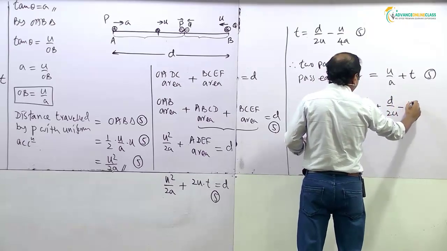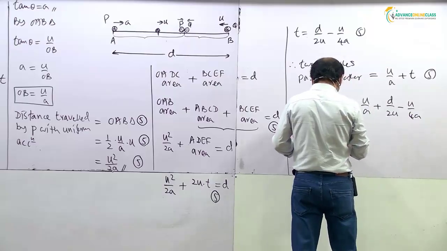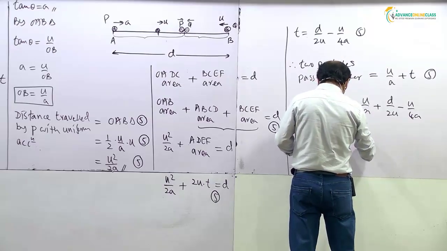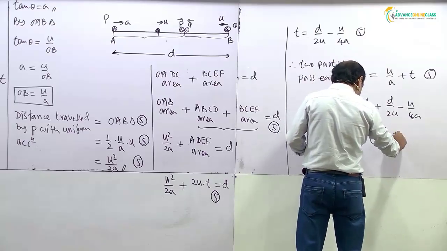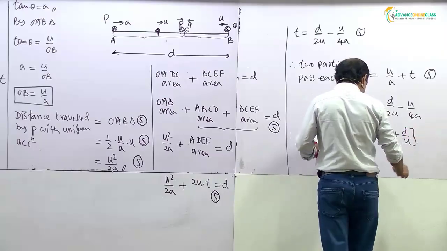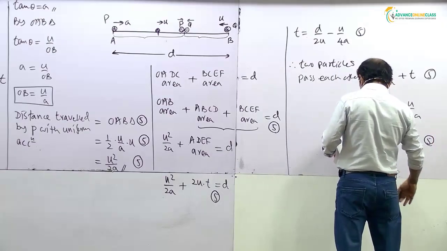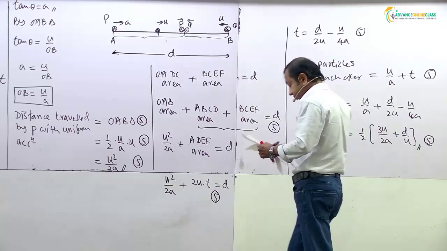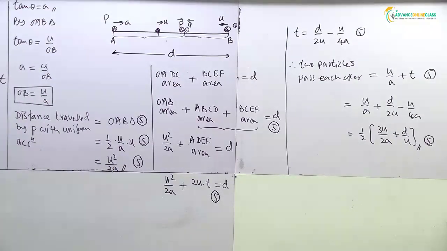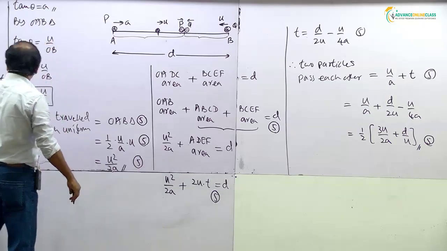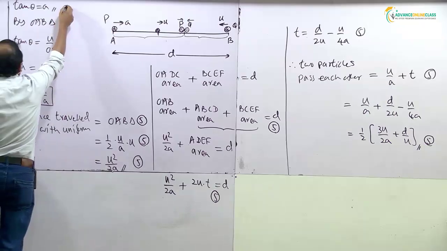D over 2u minus this way. Then simplifying this, you get again the asking answer: half, 3u over 2a plus d upon u. Right. Now, here 5 marks. For this 5 marks. Correct, no?